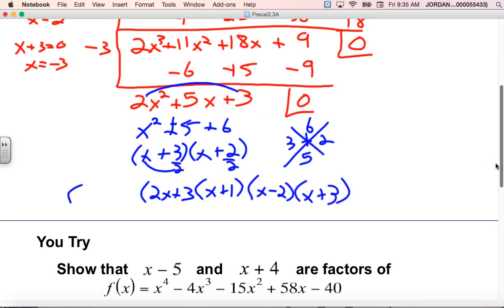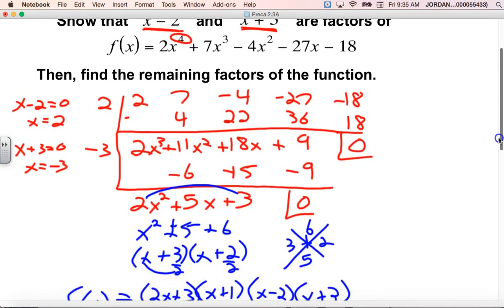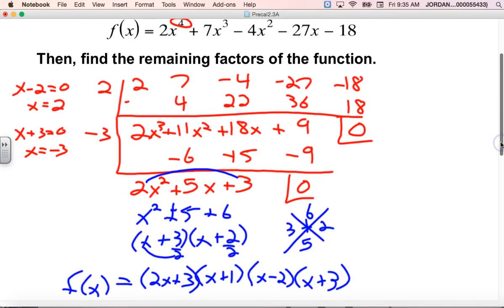So we can say now f of x equals, and write all four of our factors right there multiplied together. So this function right here is the same function right here. It's just now in factored form. We factored it down completely by doing synthetic division and then using what we know about factoring quadratics. So go ahead and pause it, give this last problem a try, and then we can practice. Let me know if you have questions.